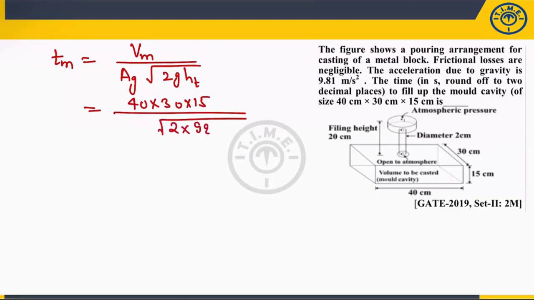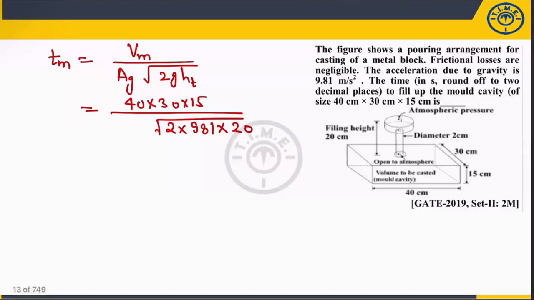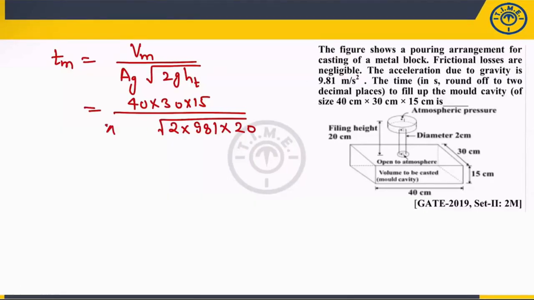g again they have given as 9.81. So 2 into 981. What is the height? What is the value of Ht? Total height is 20, and Ag is given as the area at the base. They have given the diameter, so you can calculate the area: pi by 4 into 2 square. Yes, very good, Naveen. Now, can you please tell me what is this mold filling time?